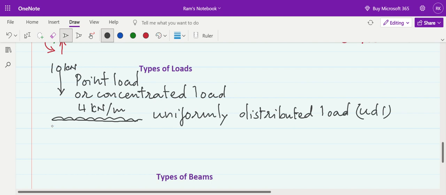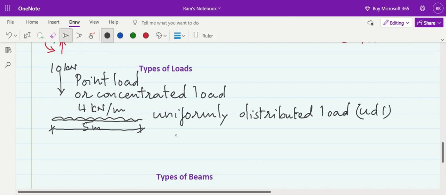It is expressed as number of kilonewtons per meter. Let us say this is a beam of length 5 meters, then this is a uniformly distributed load, 4 kilonewton per meter. All of you must have calculated the total effect of the load will be 4 kilonewton per meter into 5 meters, that is 20 kilonewton. This is the total effect of the load, but it is uniformly distributed. This 20 kilonewton is not concentrated at one point, it is uniformly distributed across the particular beam.